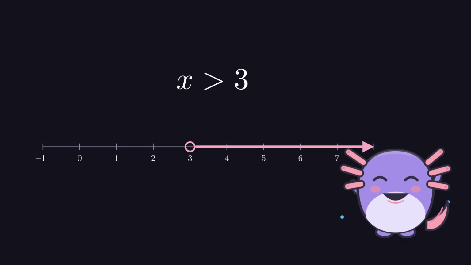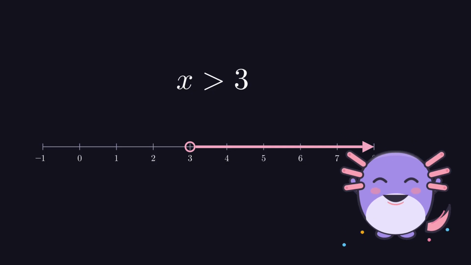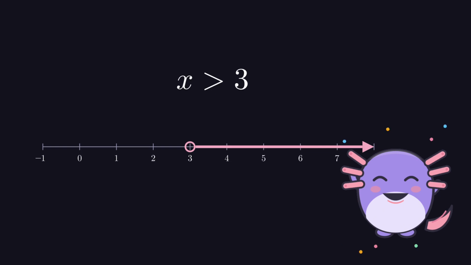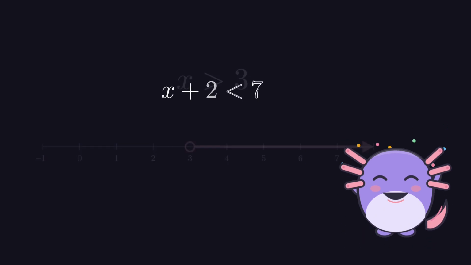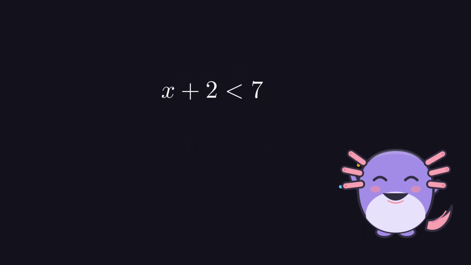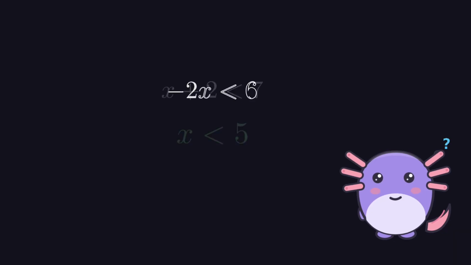Now the great news: solving an inequality works almost exactly like solving an equation. Take x plus 2 less than 7. Subtract 2 from both sides, and we get x less than 5. Same golden rule as always. But there is one famous trap.